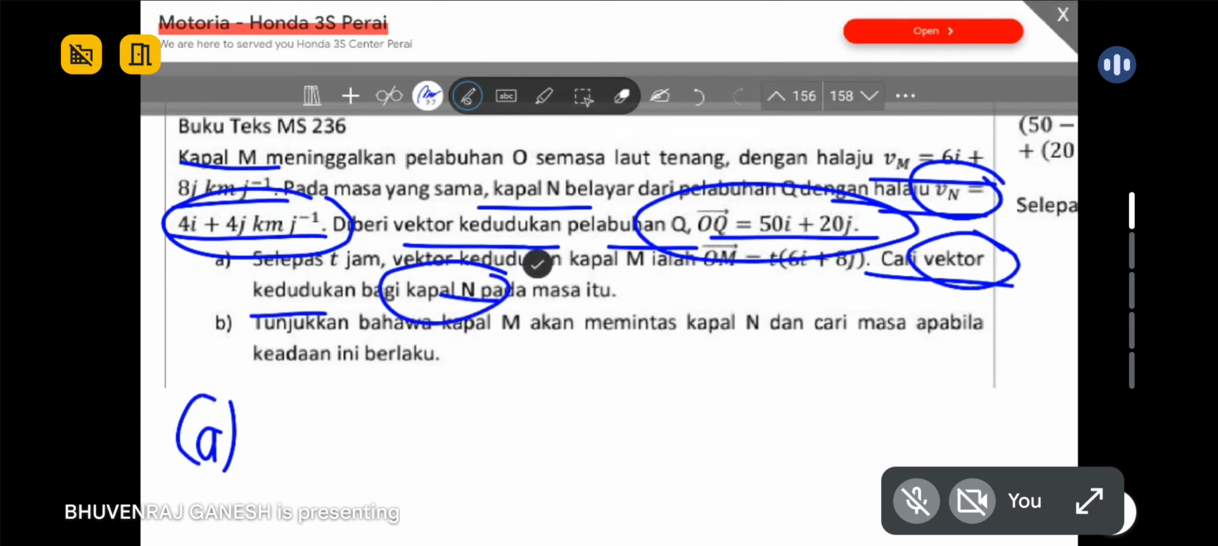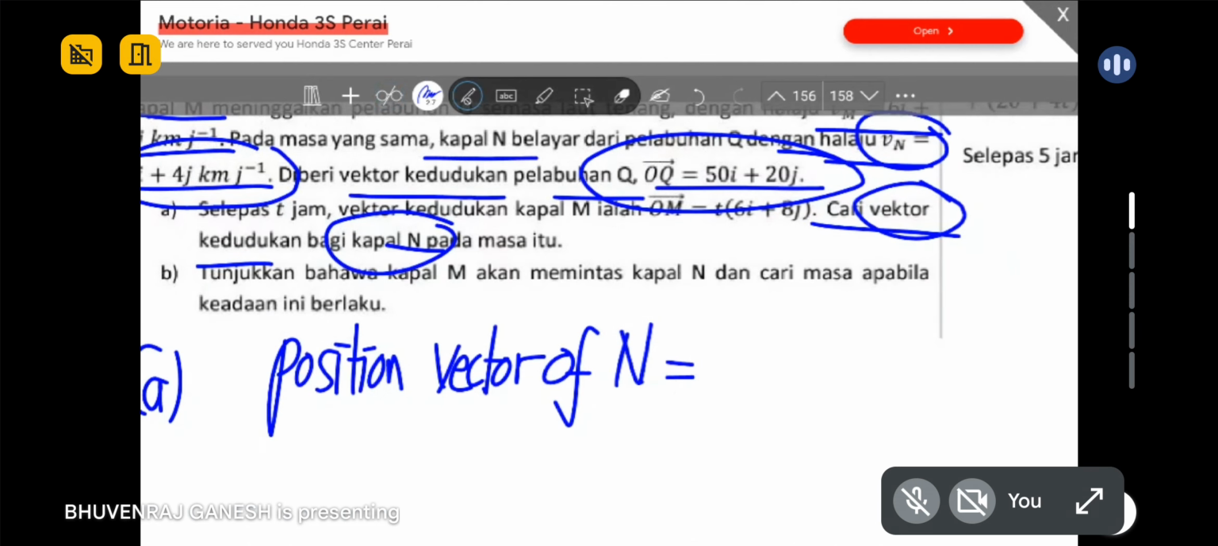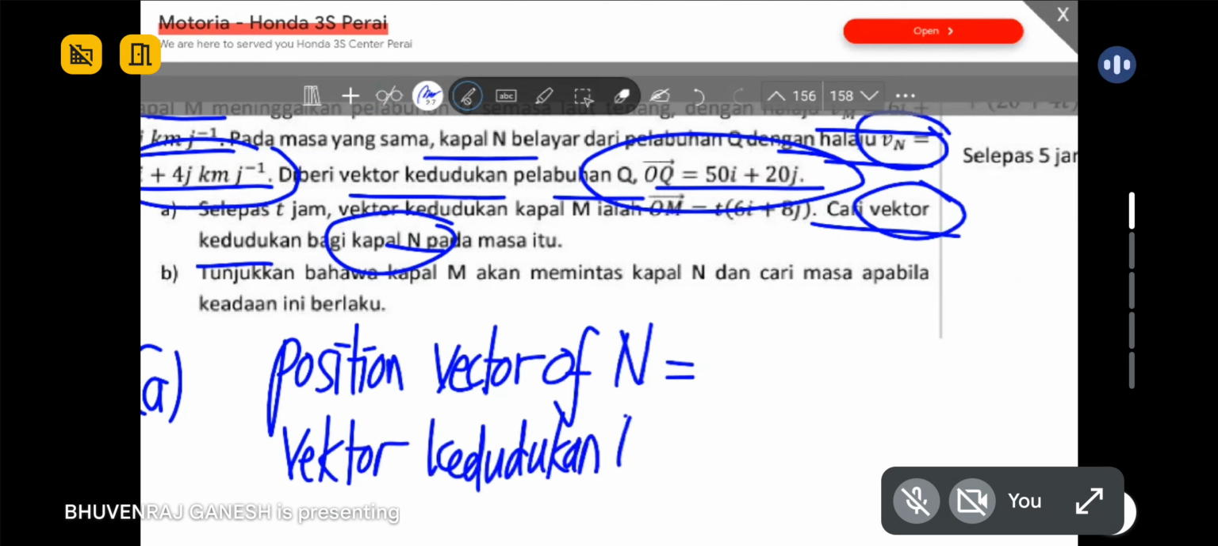Okay, guys, don't get confused when questions say position vector of N. It's very confusing sometimes. How do you guys write the symbol lah, guys, for this? Macam mana kamu tulis simbol bagi yang ni? Vector kedudukan N. How do you guys write the vector? Anyone? Very simple. Vector kedudukan N. What is your answer? In terms of symbol, what do you all write? Anyone?